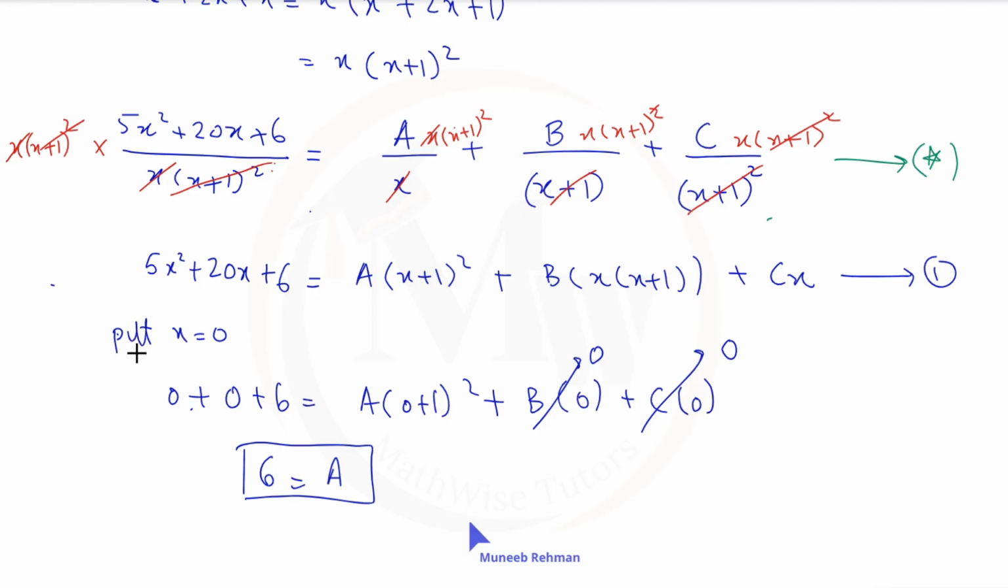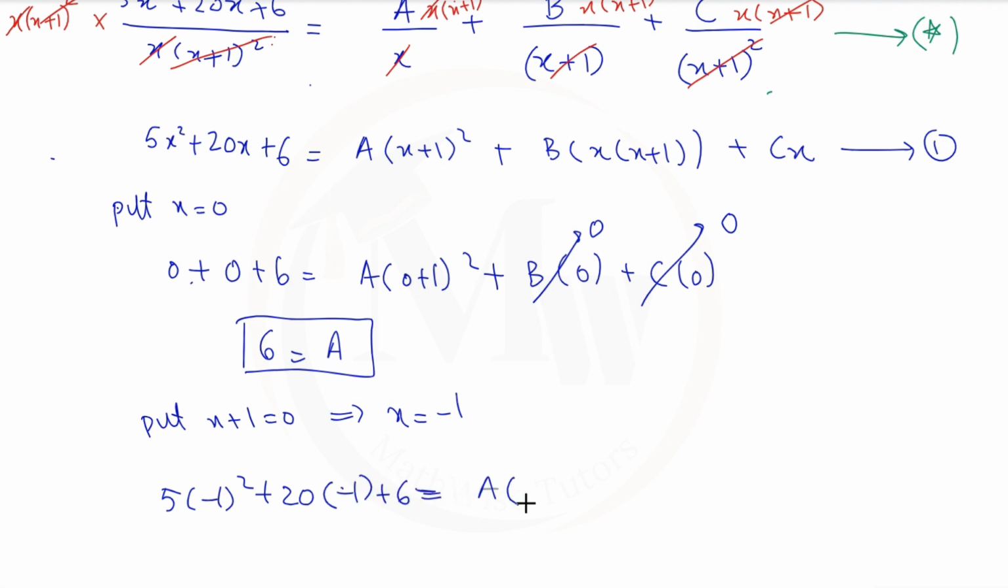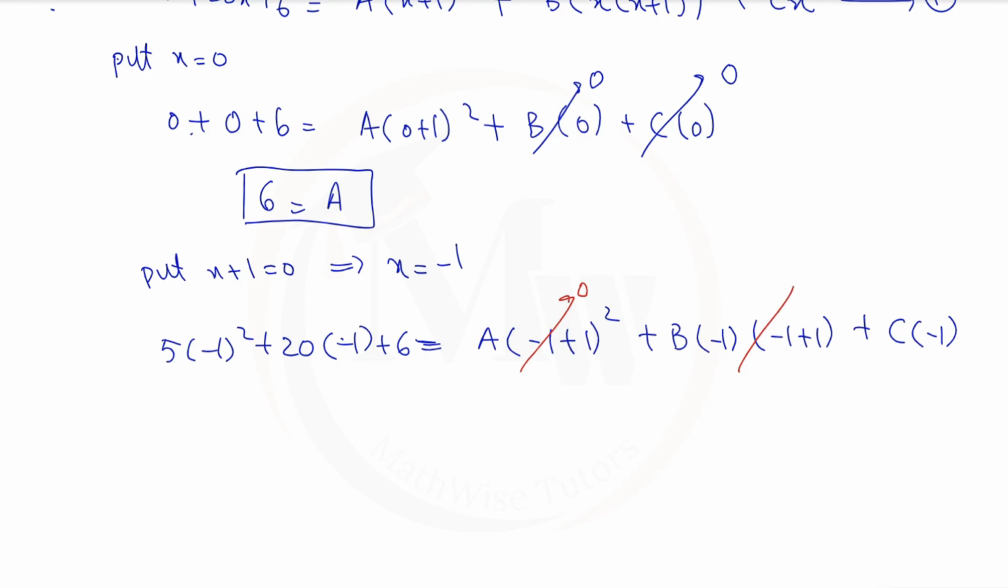So one factor was x is equal to 0, we plugged it in. Now the other factor is x plus 1, so x plus 1 equal to 0 and the x value is negative 1. So we plug the negative 1 in the same above equation. So 5 times negative 1 square plus 20 times negative 1 plus 6 equals a times negative 1 plus 1 square plus b times negative 1 plus 1 plus c times negative 1. Tell me which terms will become 0. So a will be 0, b will be 0, and here 5 times negative 1 square will be 5.